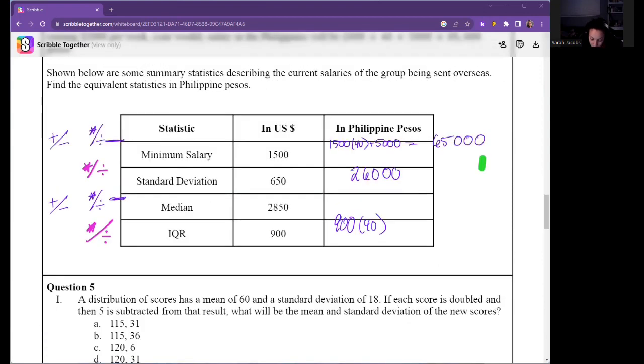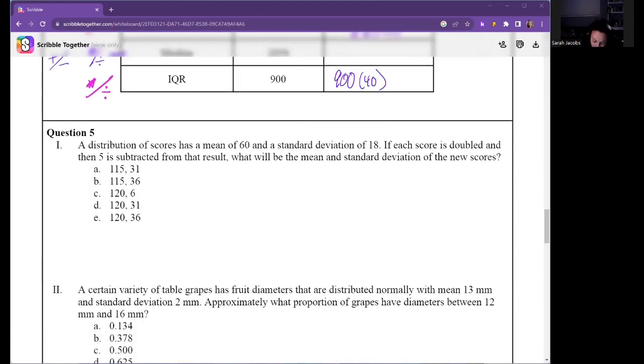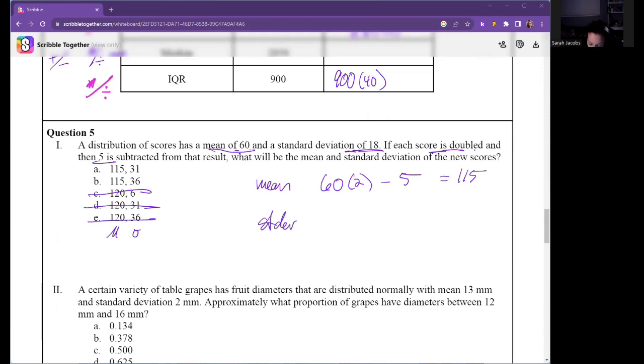Cool. These guys, exact same deal. Mean of 60, standard deviation of 18. So doubled and then 5 is subtracted. So for the mean, we'll say 60 times 2, that's our doubling, and then minus 5. That's 115. Let's get rid of everything that doesn't have a mean of that. Remember, this will be mean, this will be standard deviation. For our standard deviation, we're just going to do the standard deviation times 2, but we're not going to subtract the 5. So that's just 36. Cool.